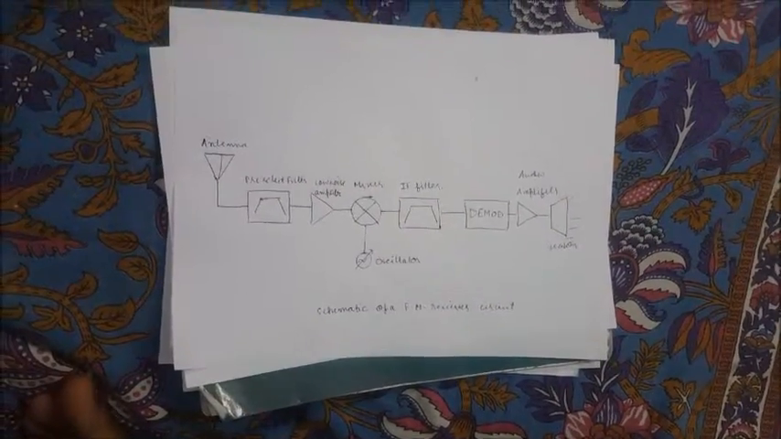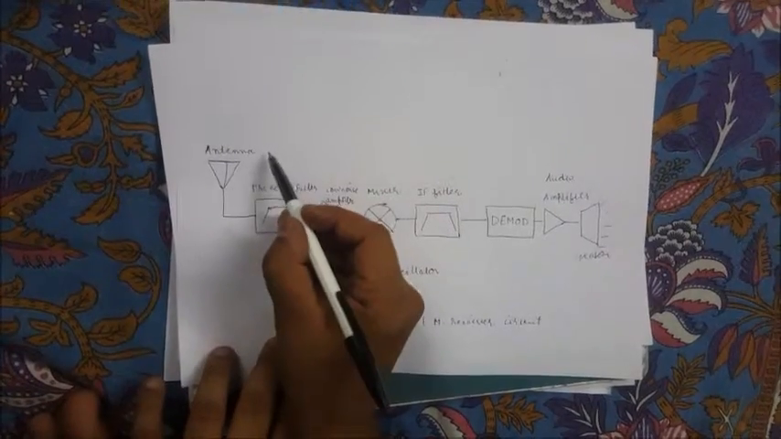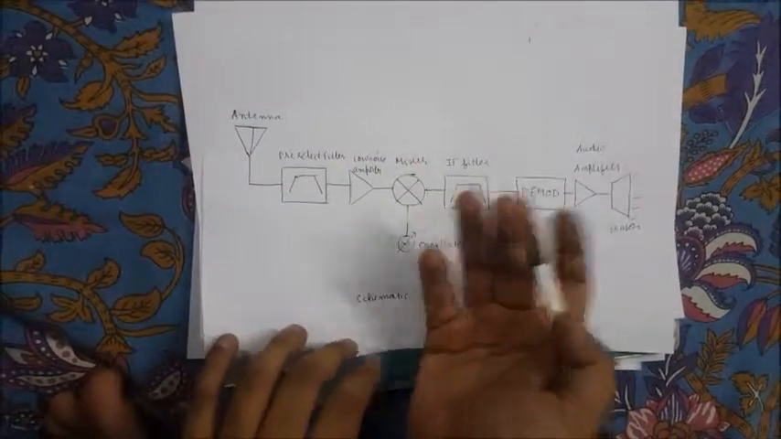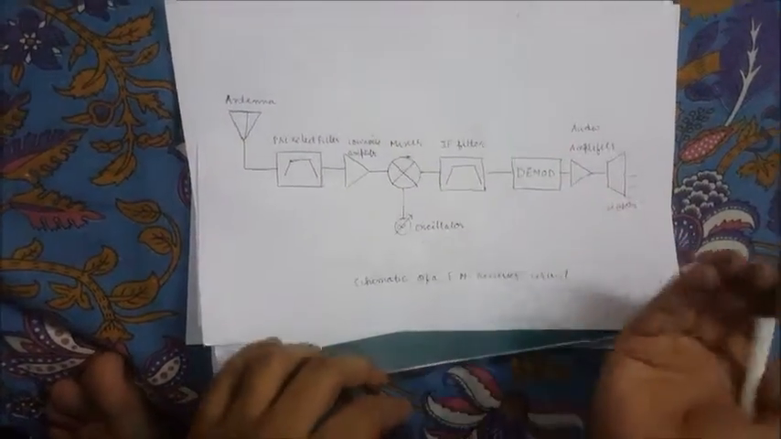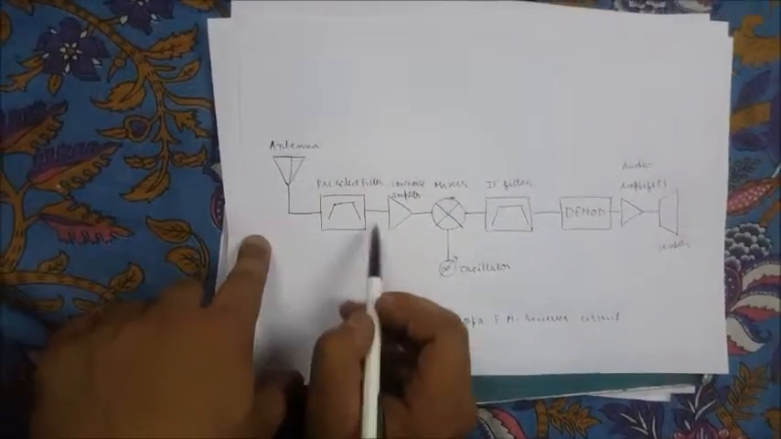This is a general schematic of an FM radio circuit. It contains an antenna here. This is here for gathering the EM waves, which acts as an input signal for the FM radio circuit. The EM waves are then passed through a pre-select filter.